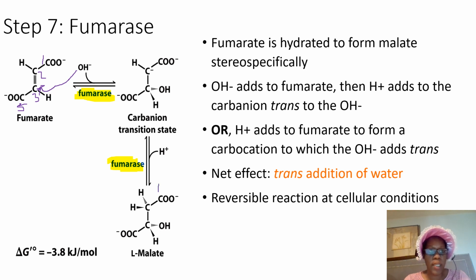So carbon 1 is the same. Carbon 2 got that hydrogen. Carbon 3 now has an OH, and then carbon 5, and that gives us malate. In this reaction, fumarate is hydrated to form malate. It's very stereospecific. OH adds to fumarate, then H plus adds to the carbanion trans to the OH, or H plus adds to fumarate to form a carbocation to which the OH adds trans. In net effect, we add a whole water. So we have an OH from water and then the H plus from water. And this reaction is fully reversible at cellular conditions.